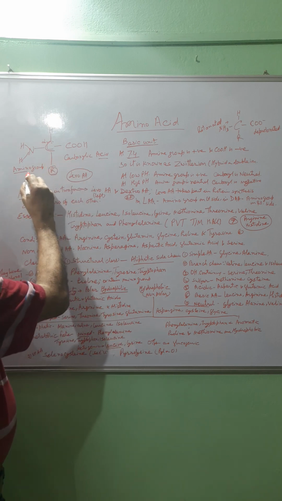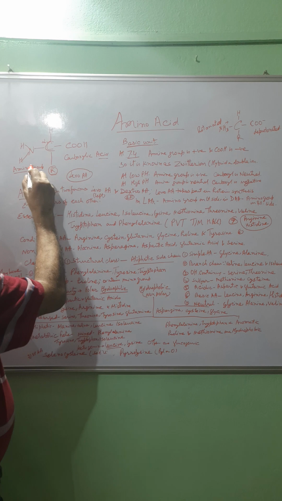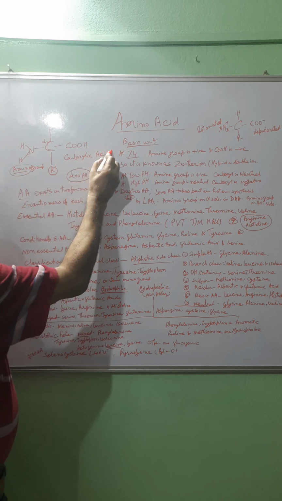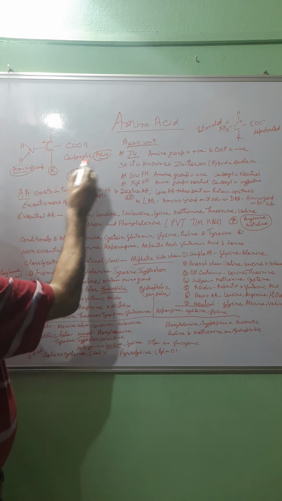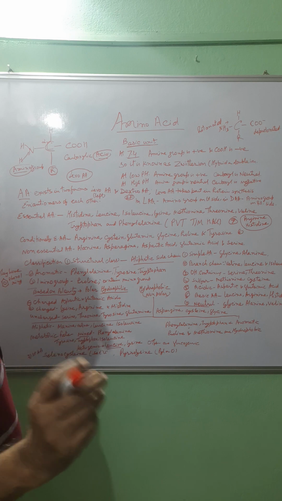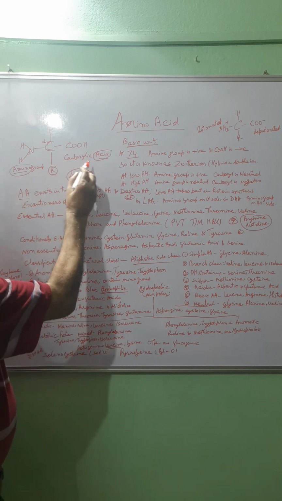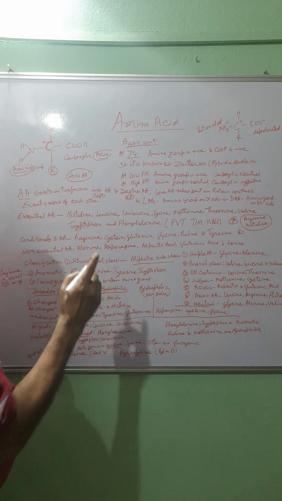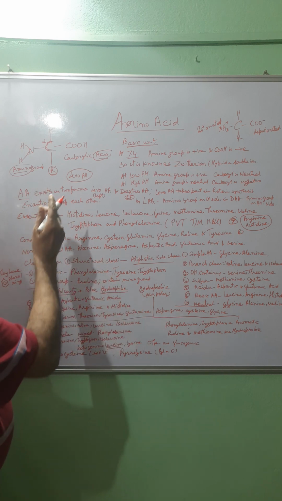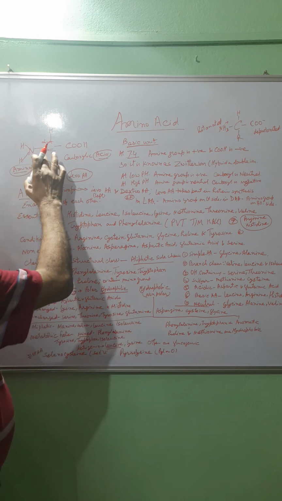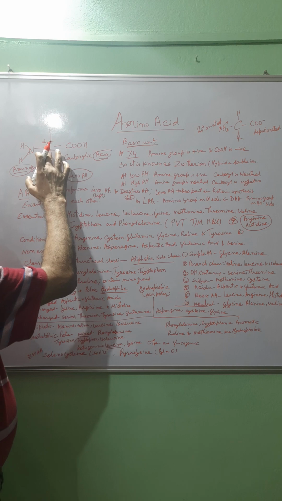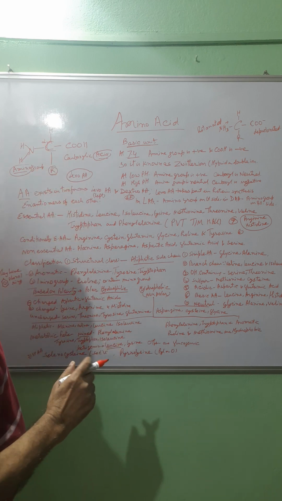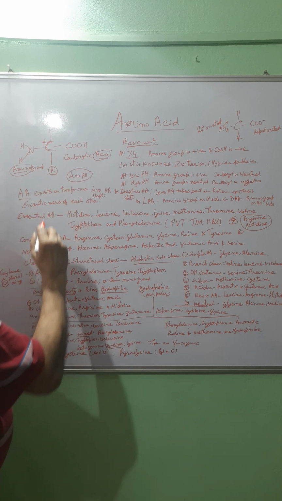Why is it said amino acid? Because the amino of this and the acid of this end combine to form amino acid. This carbon to which the COOH carboxylic group and the amino group are attached directly is known as alpha carbon.